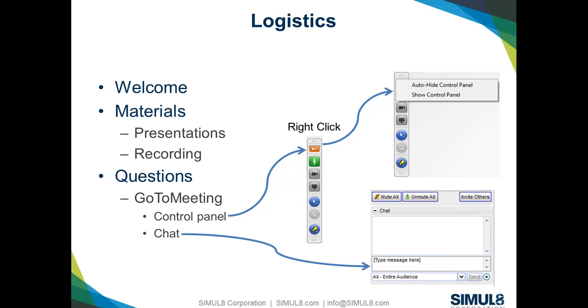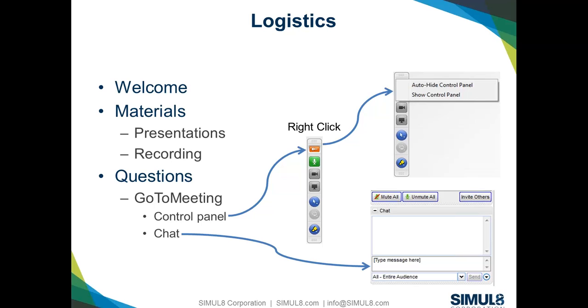Also, if you can, just take a moment and look at your GoToMeeting window. You'll see on my screen that GoToMeeting sometimes reduces the control panel to a small menu bar. If you right-click on it where the orange arrow is, you can toggle the auto hide control panel off. That will leave the control panel up where you can ask questions and also type into the chat window.